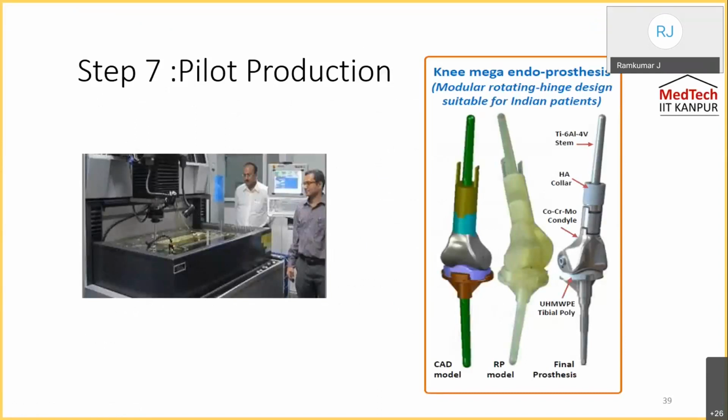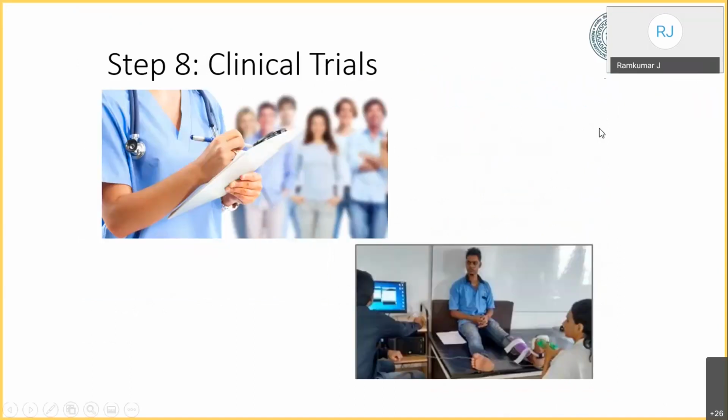And this is a pilot which is developed. This is the CAD model. This is the RP model. And this is the final prosthesis which is made. So this is the CAD, what we drew, and what we developed using the CAD model is this. And finally, the prosthesis is that.